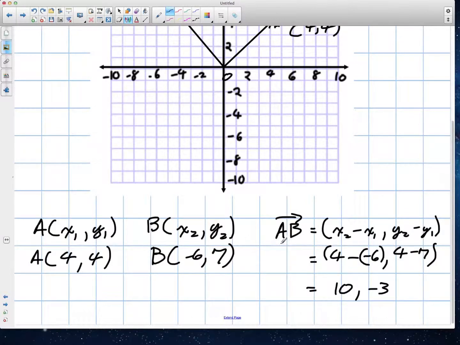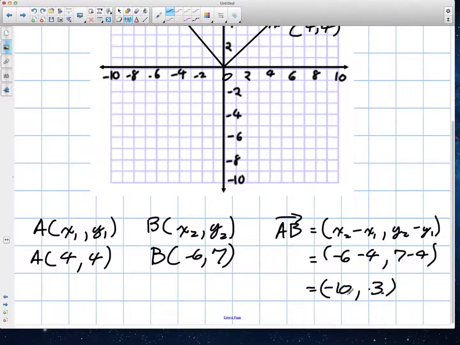Oh, did I do that backwards? Sorry. Yeah, I did that backwards when I plugged them in. I apologize. X2 is our -6. That makes more sense. -6 subtract 4. That makes much more sense. And y2 being 7, subtract 4. So we get 3 and -10.